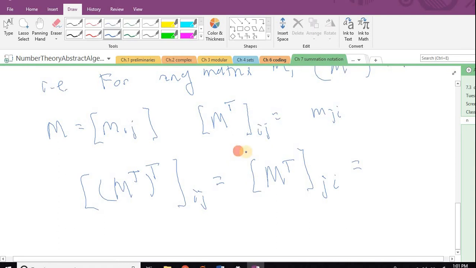Which is equal to ij transpose. Well, yes, if you take the transpose, it flips the indices. So it's going to be Mij, and that's the same thing as Mij. So it might be better not to use the little m's at all and just do it with the big M's.